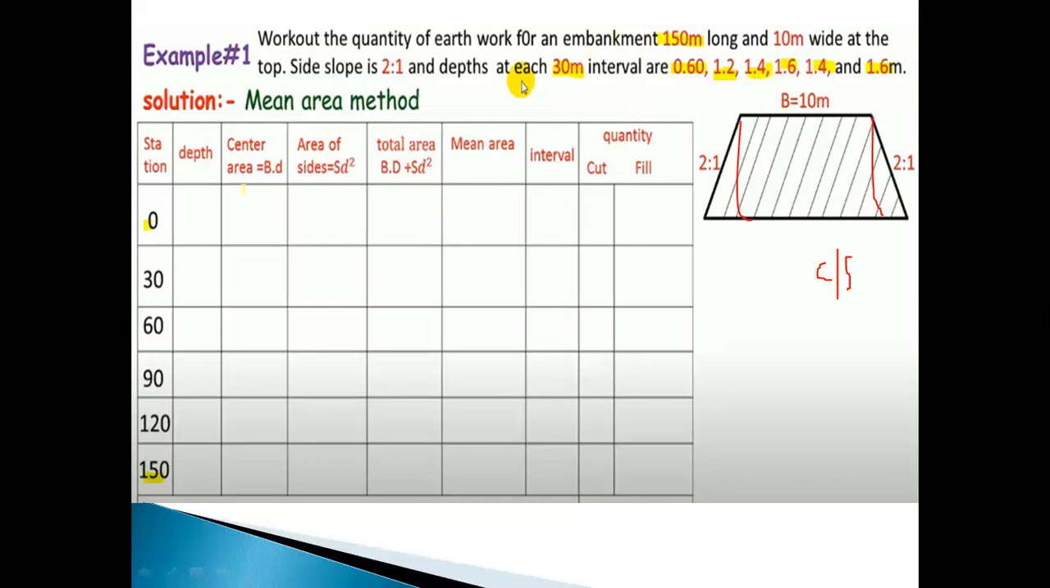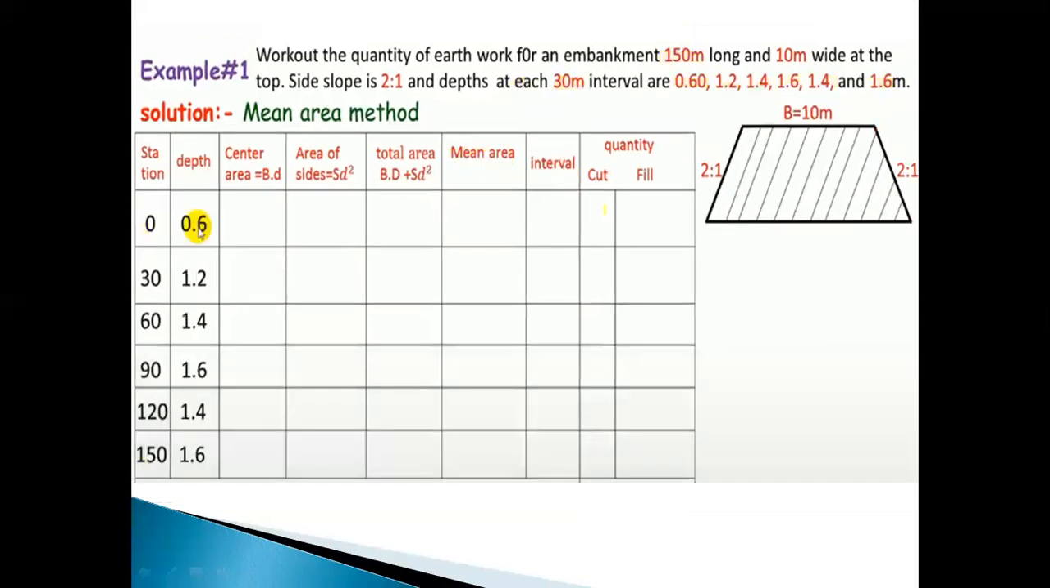So the table form is: station, depth, center area B into D, area of the sides, and total area. Here we calculate mean area. The mid sectional method calculates mean depth. Here the mean area method calculates mean area, and then interval length, quantity, cutting or filling.